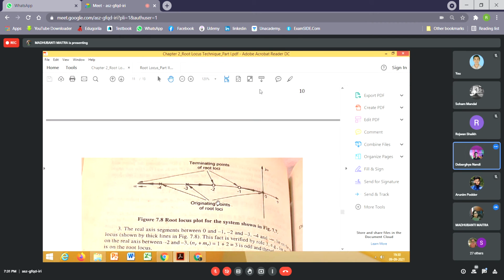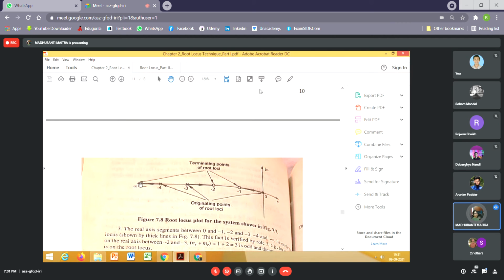So what will be the asymptotic angle? 180 degree times 2q plus 1 divided by n minus m. Now n minus m is equal to 1 and the q value is 0, right? So for the angle, one single straight line asymptote, 180 degree, the angle is 180 degree. So simple. With these three rules only, we can sketch the complete root locus plot of the system.